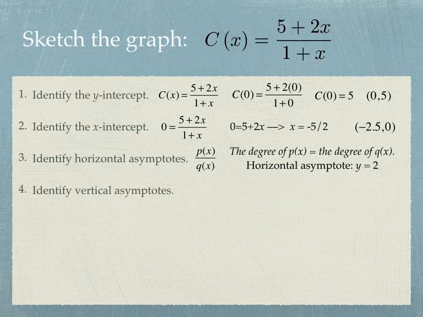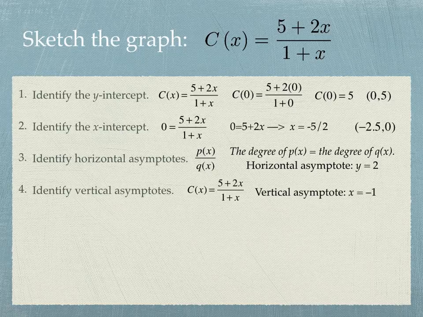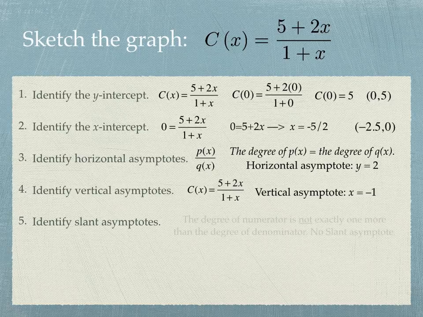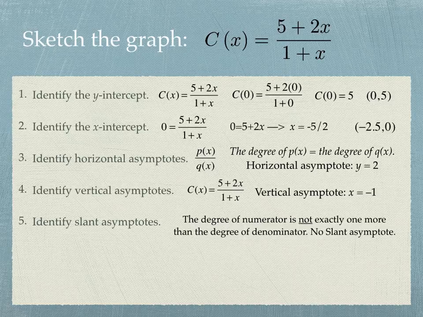Vertical asymptotes are a little easier to identify. It's the value of x that makes the denominator 0. The vertical asymptote in this case is at x equals negative 1. Slant asymptotes for rational functions occur if the degree of the numerator is exactly 1 more than the degree of the denominator. That is not true in this case, therefore there is no slant asymptote of this function.